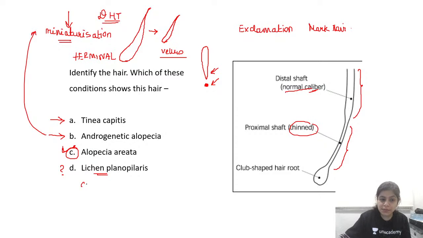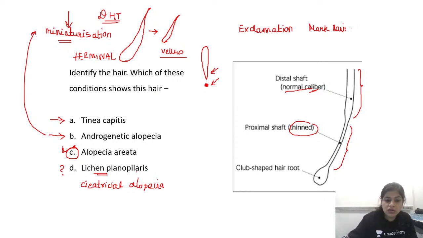Lichen planopilaris, please remember, is a cause of cicatricial alopecia. What is the meaning of cicatricial alopecia? Cicatricial alopecia means there is complete loss of the hair bulb, right? So there is no hair present. There is cicatrization. There is scarring, right? So Santosh, it is not DHEA, it is DHT.